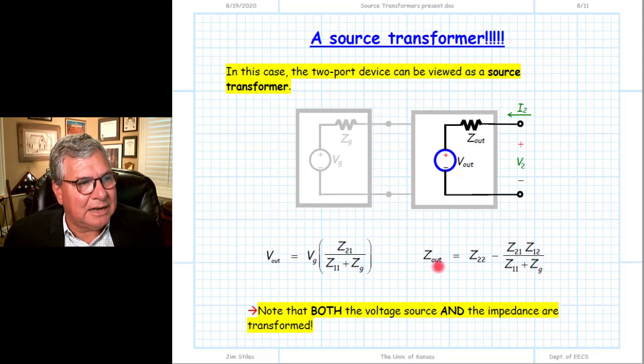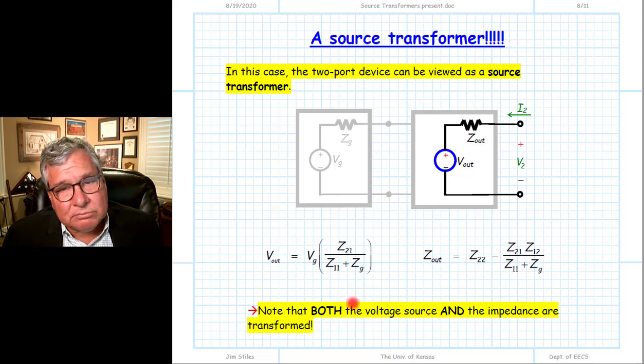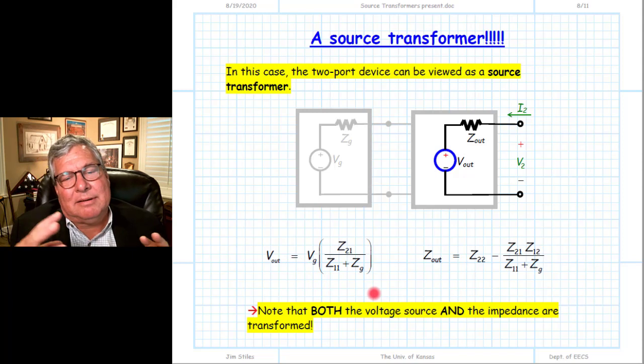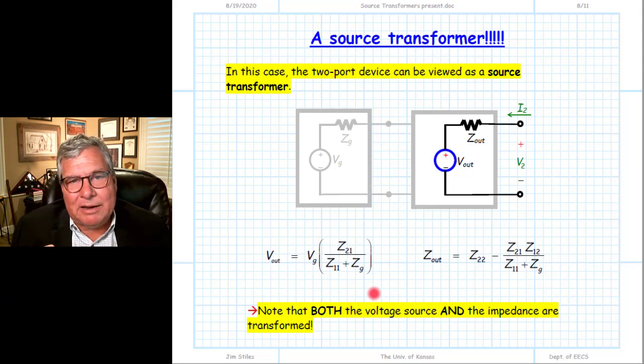ZG turns into Z out by this transformation. VG turns into V out by this transformation. Notice again, V out and Z out are both transformed from ZG and VG there. This is important with respect to when we talked about the optimal power transfer.